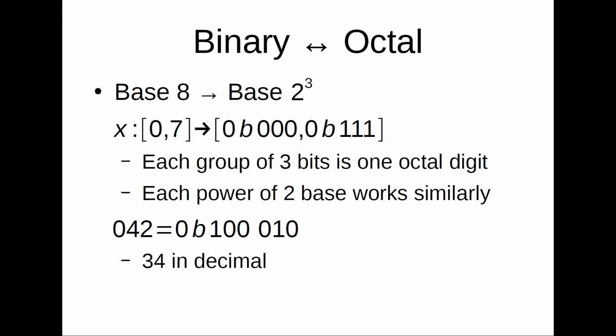Now, 042 becomes 100010 from octal to binary, which is 34 in decimal.